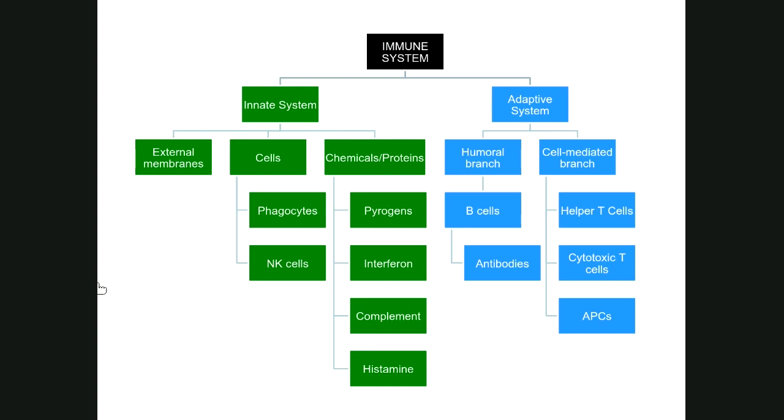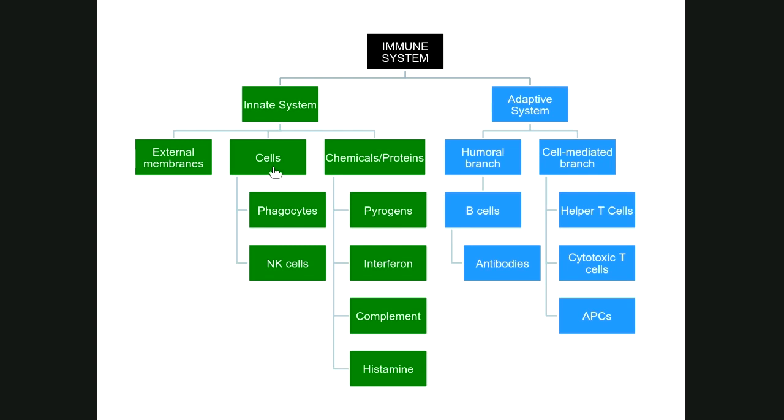The first are external body membranes. So an external body membrane is the skin, for example. And the skin is really good at separating what's inside the body from what's outside the body and keeping those things that are outside the body on the outside where they can't cause you harm. The skin, of course, is intact from the time of birth, and it's playing that role of keeping microorganisms out of the internal parts of your body. So it's a good example of an organ that's a part of this innate system.